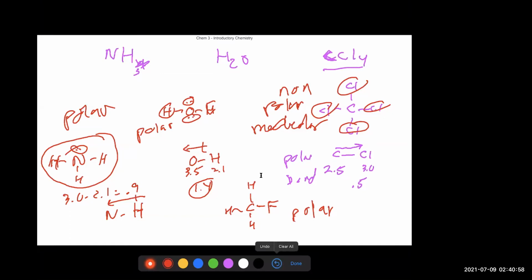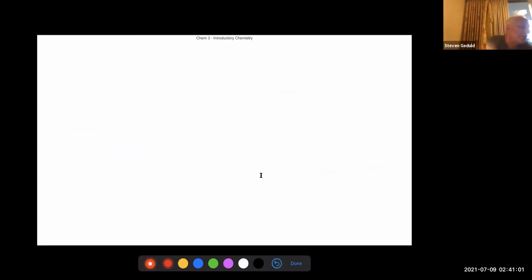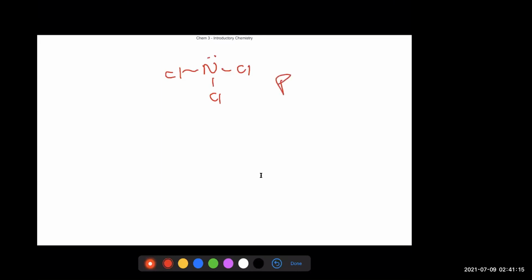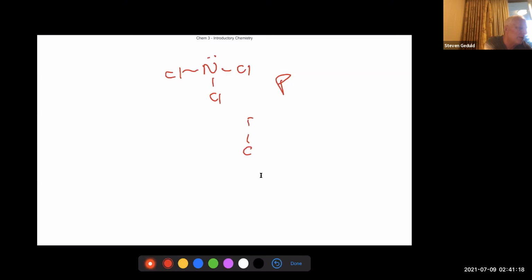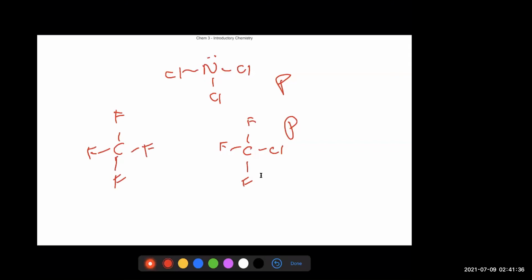If we did, let's do a couple examples here. Polar or non-polar? Polar. Carbon, fluorine, fluorine, fluorine, hydrogen. Polar or non-polar? Polar. Perfect. Carbon, let's do fluorine, fluorine, fluorine, fluorine. Polar or non-polar? Non-polar, because everything cancels out.